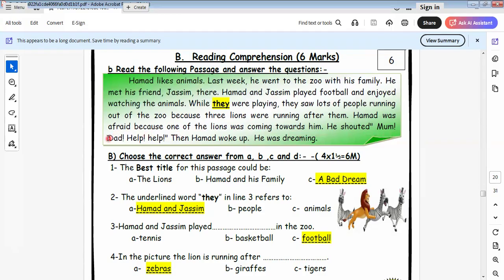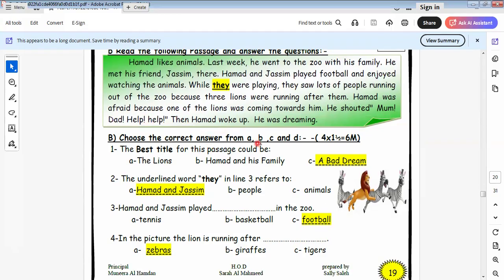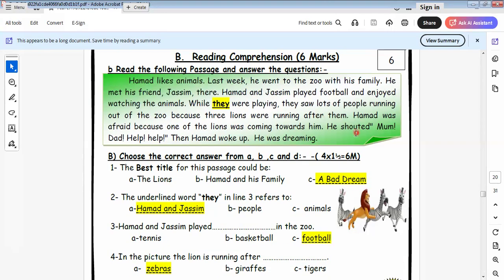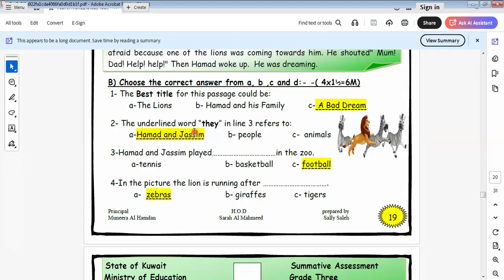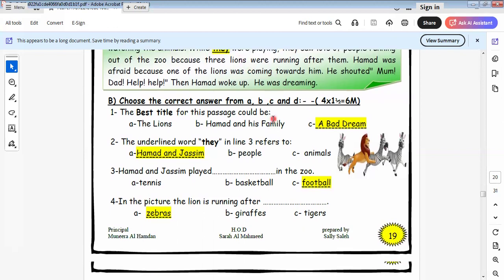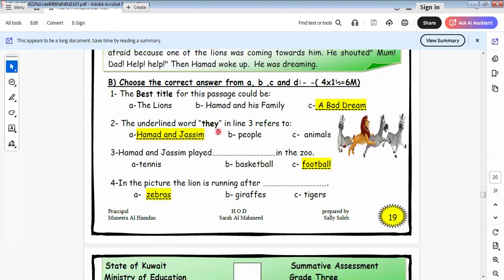He shouted, "Mom, Dad, help, help." Then Hamad woke up. He was dreaming. I think it's not real, it's not reality. It's dreaming. The best title for this passage will be A Bad Dream. Let's continue. The underlined they, here they refers to what? To Hamad and what? Hamad and Jasim. So here the pronoun they refers to Hamad and Jasim.